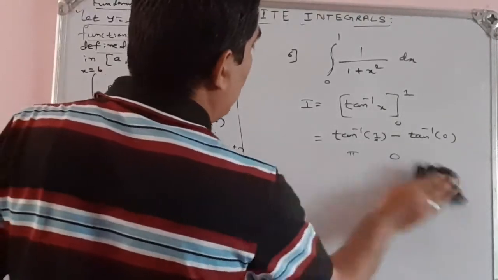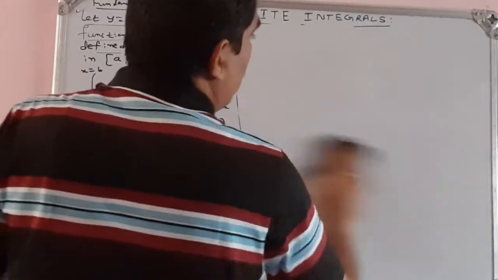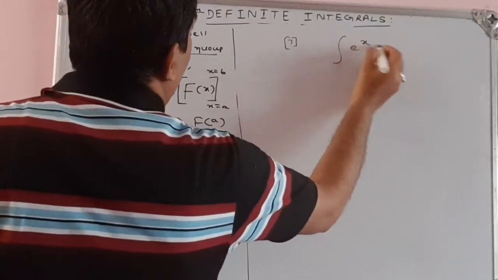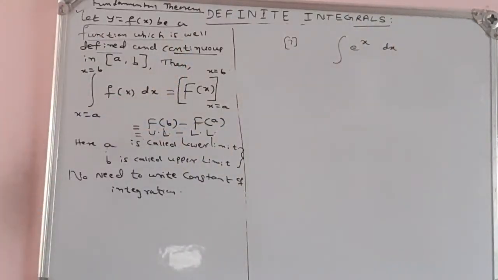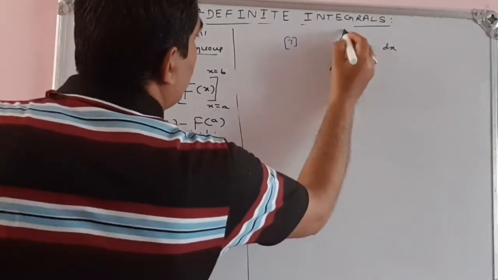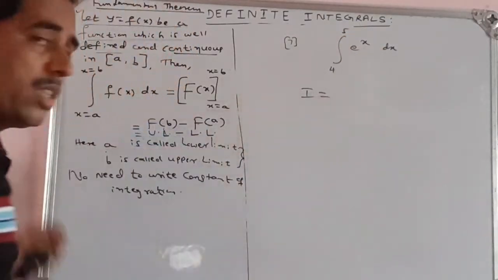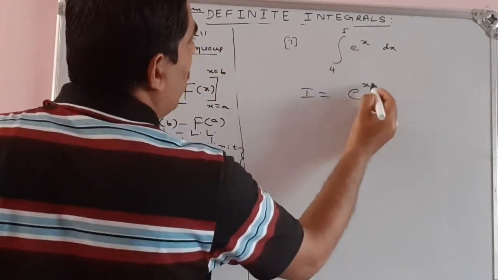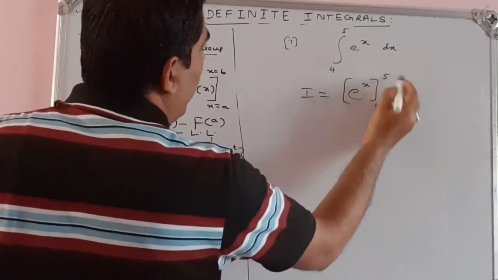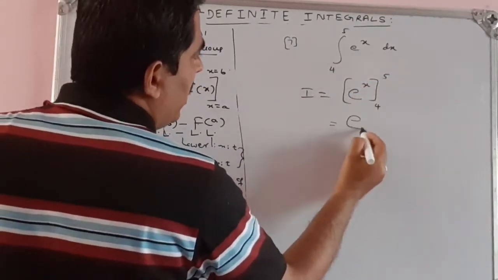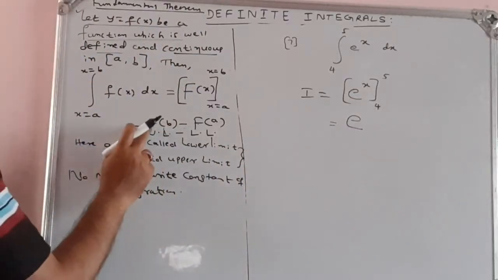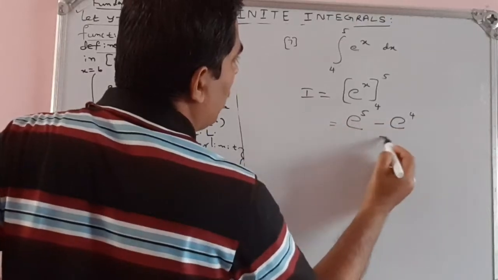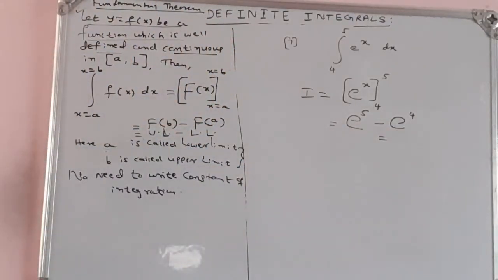Then let us go for the seventh example. Very simple. I will consider another simple example: integration of e to the power of x with respect to x from 4 to 5. We have to integrate e to the power of x. Integration of e to the power of x is e to the power of x from 4 to 5. See this lower limit, upper limit. Now, the antiderivative at the upper limit minus the antiderivative at the lower limit. So that is e to the power of 5 minus e to the power of 4.